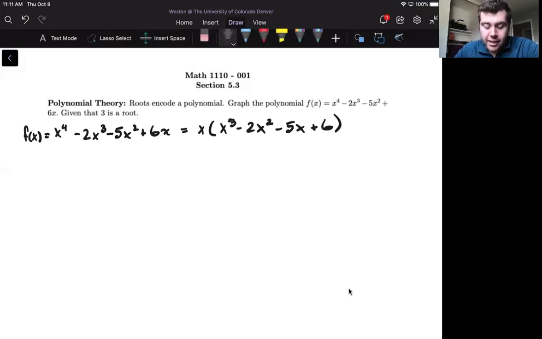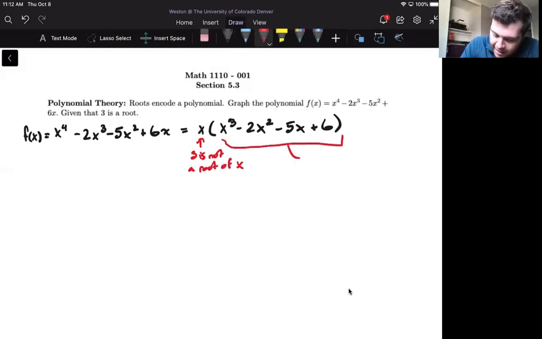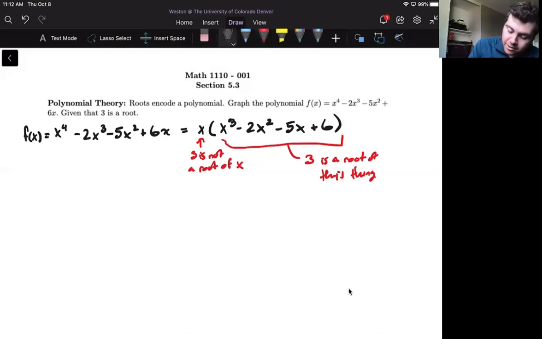And so the cool thing is that we're given that 3 is a root. 3 is not a root of x. So therefore, 3 has to be a root of this cubic. So since 3 is a root, we know we can factor. Since 3 is a root, we get that we can factor out that term x minus 3.